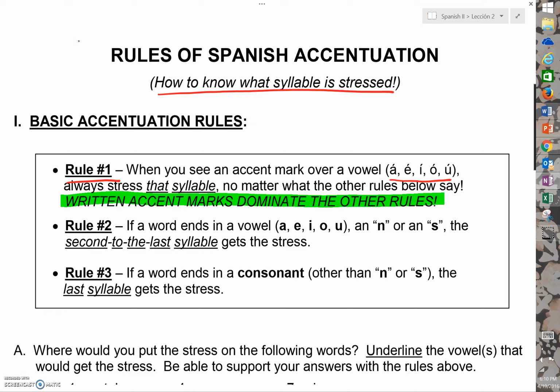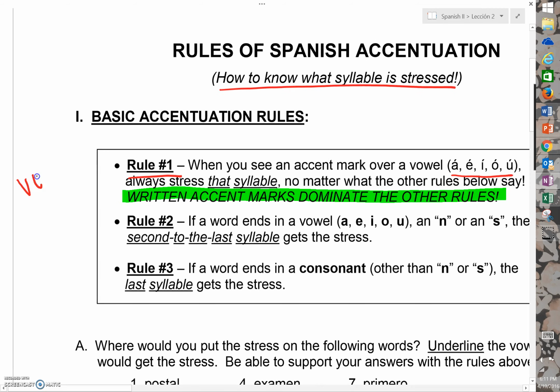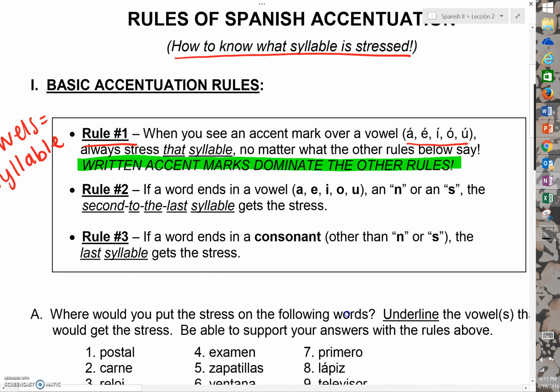These rules are great and it's fine and dandy, but we need to identify and define what a syllable is in Spanish. Normally in English, when we're trying to count syllables of words, we just clap it out, right? Potato, 3 syllables right there. In Spanish, we're just going to count our vowels. Again, in Spanish, we are just going to count our vowels. A vowel is the equivalent of a syllable. Okay? So let's look at a couple words.